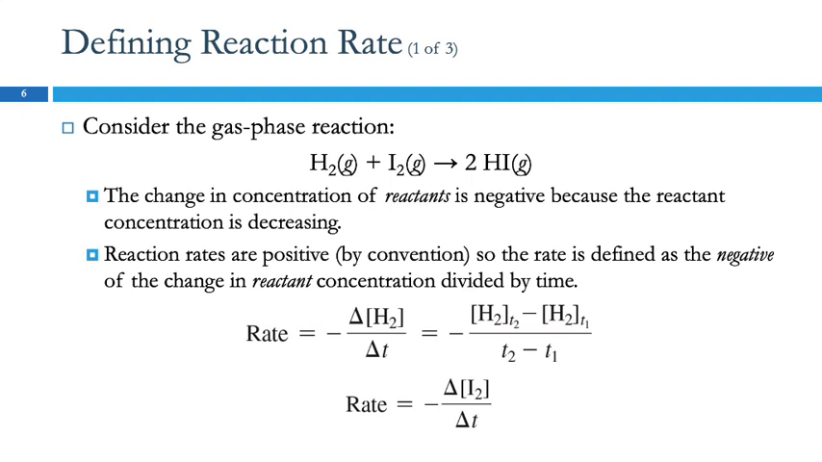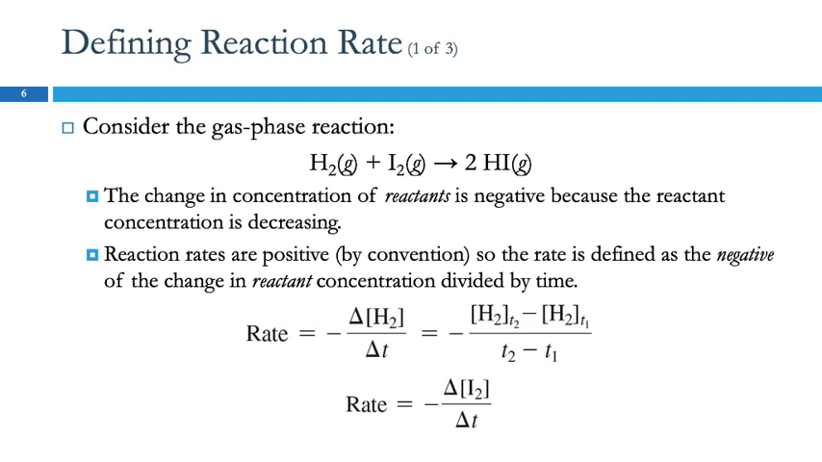Okay, so there's HI. So if we look at the change in concentration of the reactants, they start at some number and their concentration goes down as the reaction occurs, right? Because they are reacting and they're not going to be there anymore. So the change in concentration of reactants is going to be negative because the final concentration is always lower than the starting concentration. Well, a reaction rate is positive because we decided that we're always going to report it as a positive number.